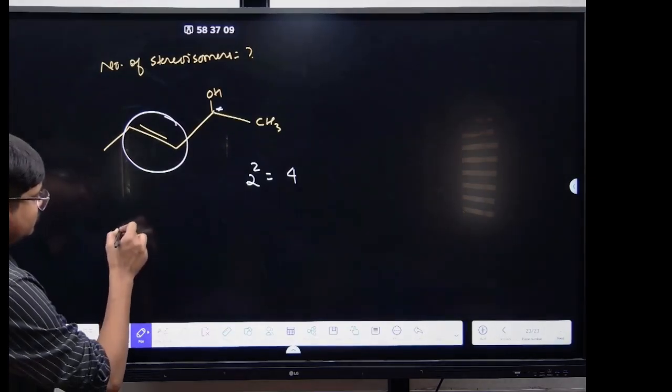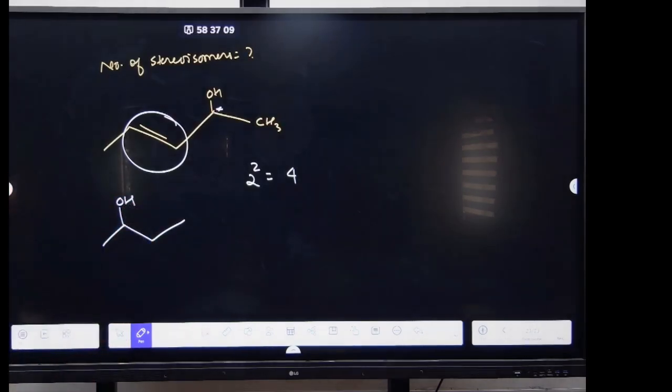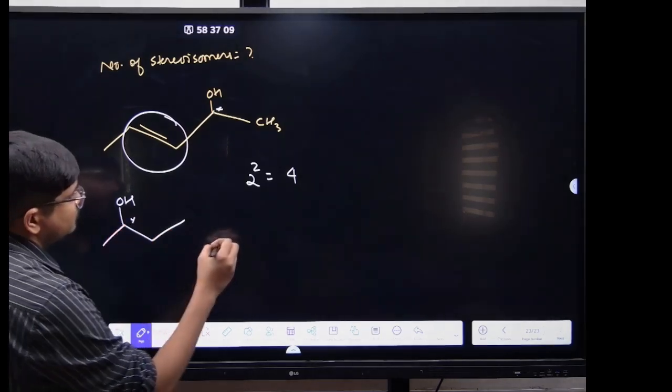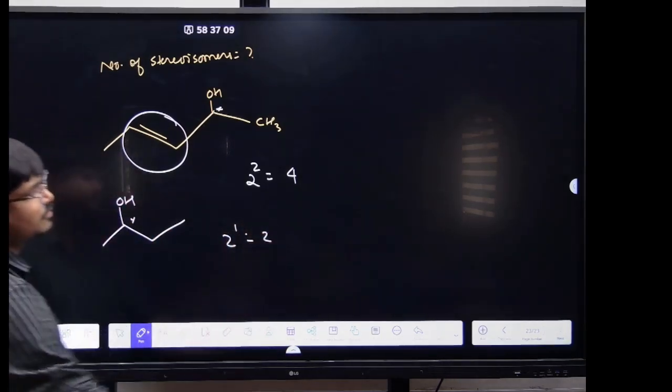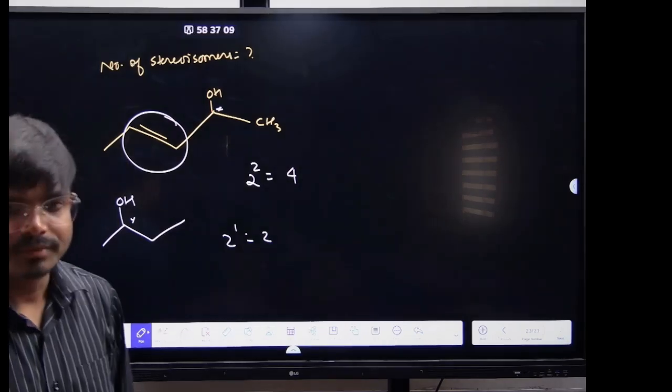Let me ask one more question. See how many stereoisomers are possible for this compound? Only 2 is possible. So 2 to the power 1 is equal to 2. This is how we find out the number of stereoisomers.